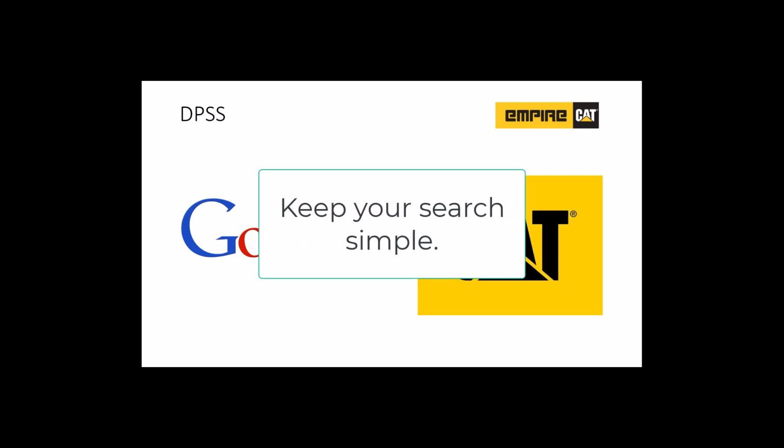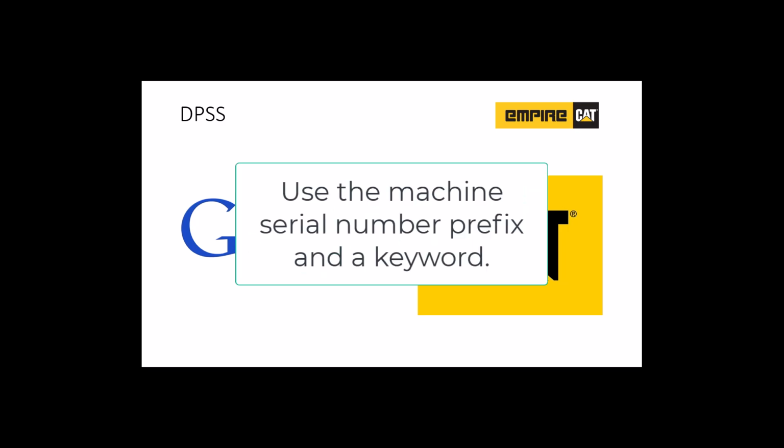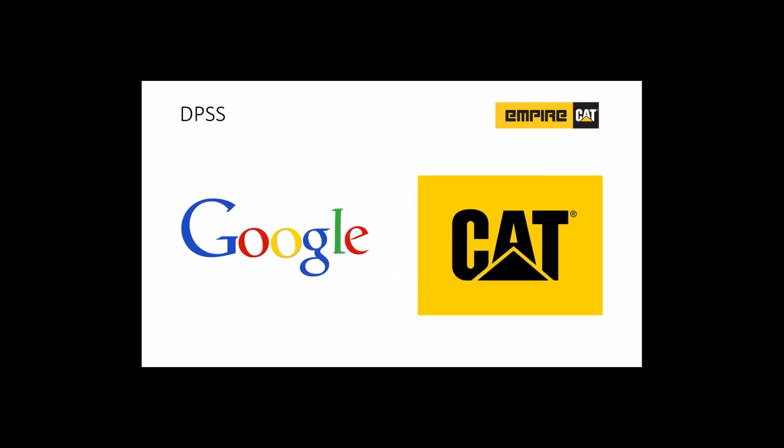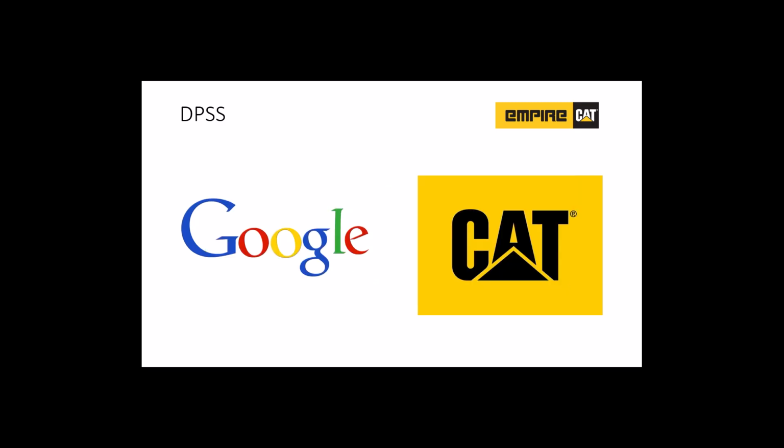The most efficient way to use the DPSS search function is to use the machine serial number prefix in combination with a keyword of whatever you are searching for, or by entering a specific part number, part group, or engine or machine model number combined with a keyword. We will go over some examples.